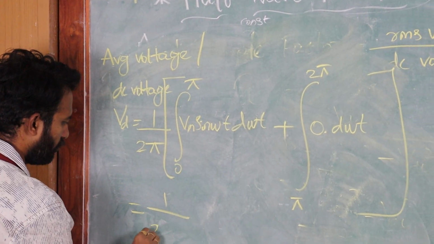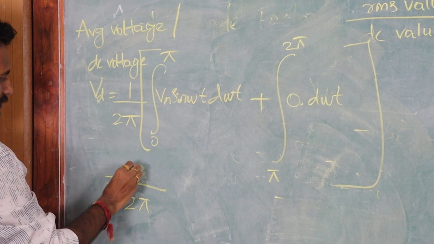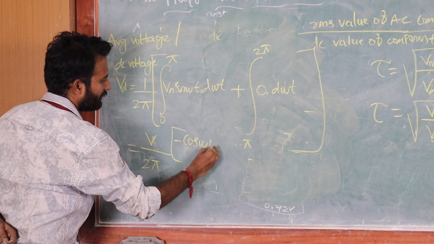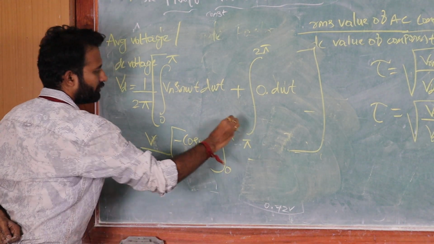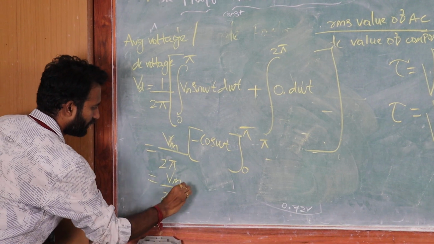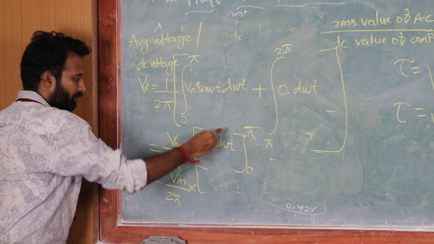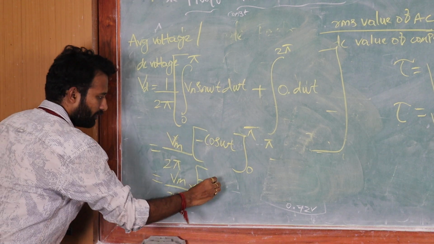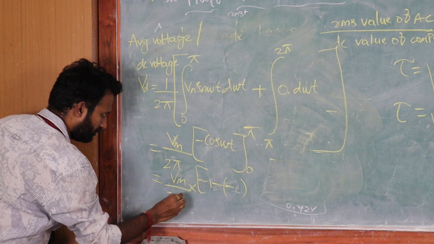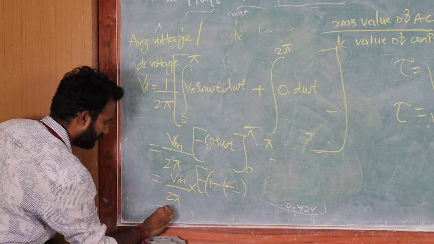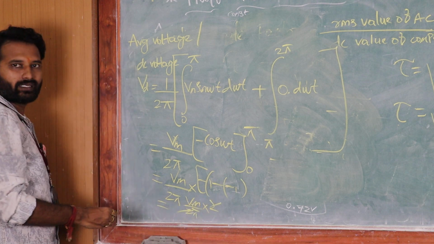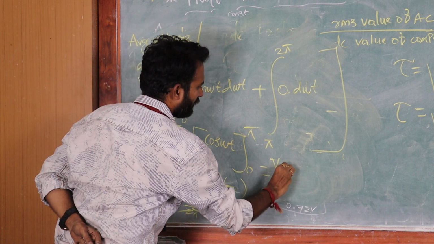So 1 by 2 pi, take Vm outside, I will get Vm by 2 pi. Integration of sine is minus cos omega t in the range 0 to pi. So we will get Vm by 2 pi into cos pi, which is minus 1, and cos 0 is 1, so minus of minus 1, and in total you will get Vm by 2 pi into 2. So 2 will get cancelled. VDC will be Vm by pi.